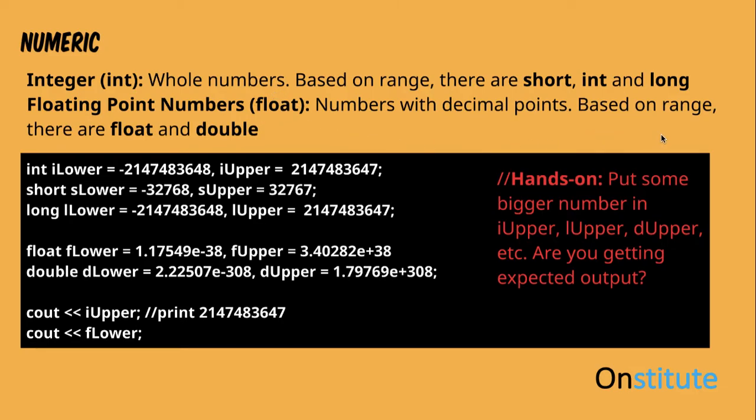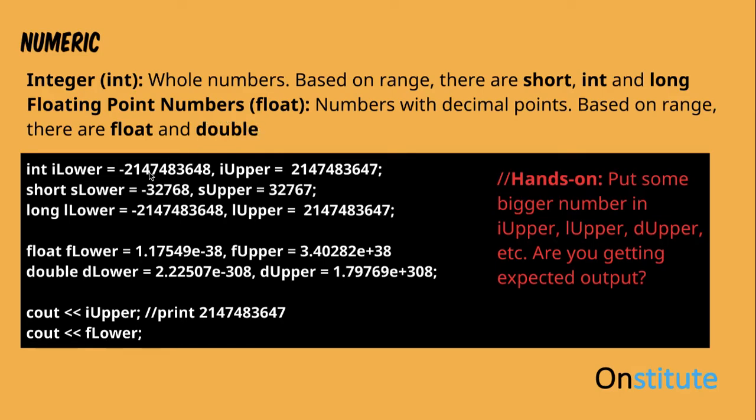Now, these integer or floating point numbers may have different types of ranges. Based on those ranges, integer can be of short, int, and long. Short means it will support a small integer value, whereas long means it will support a longer integer value. The same way, floating point numbers also have two different subtypes. One is float, and if you want to store some very big floating point number, you have to use the double.